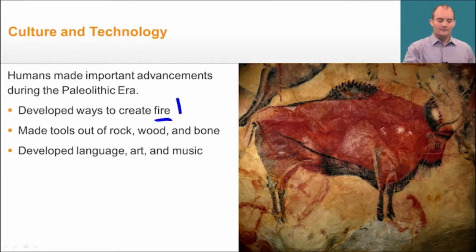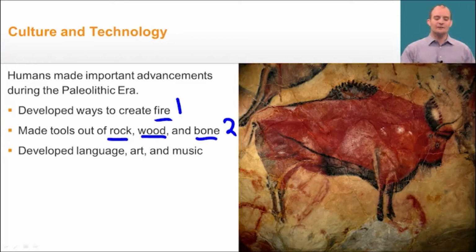The second thing is that they made tools out of rock, out of wood, and out of bone as well, where at the very beginning they may just sharpen a spear and use that to stab at an animal. Now they could make a spear and add a sharp rock that has been sharpened up, and the spear is much more lethal and much stronger.